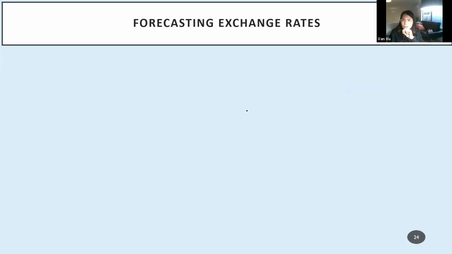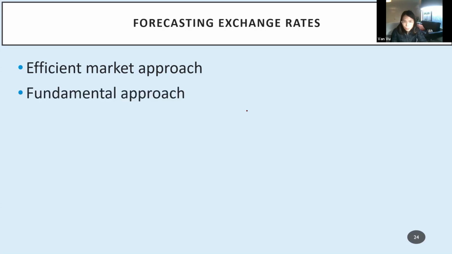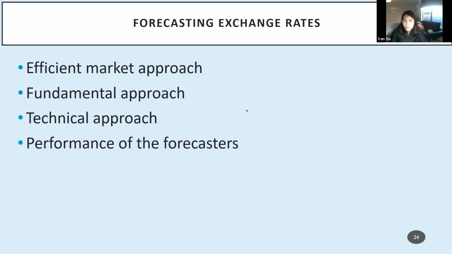So in the next few slides, we'll talk about the different approaches that people use to forecast exchange rates. When we think about forecasting exchange rates, we are talking about how people benchmark the actual rates, how people form expectations about the future exchange rates. Here we will talk about the efficient market approach first, followed by the fundamental approach and the technical approach. Finally, we will look at the performance of the different forecast techniques.